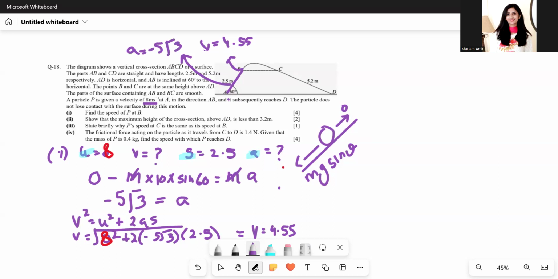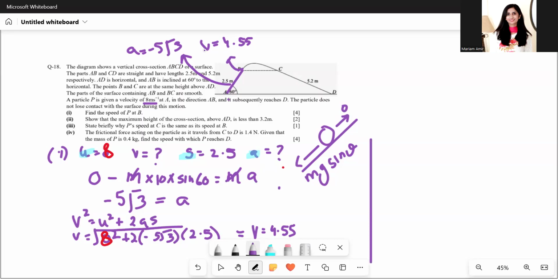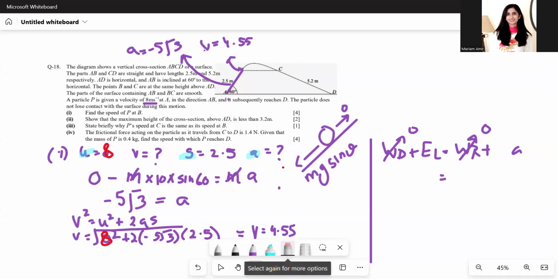All right, show that the maximum height of the cross section above AD is less than 3.2. Okay, before we start part 2, part 1 could have also been done using the energy conservation method, which is work done by driving force plus loss in energy is equal to work done by resisting force plus gain in energy. There's no driving force, there's no resisting force from A to B either. So it's just loss in energy is equal to gain in energy.